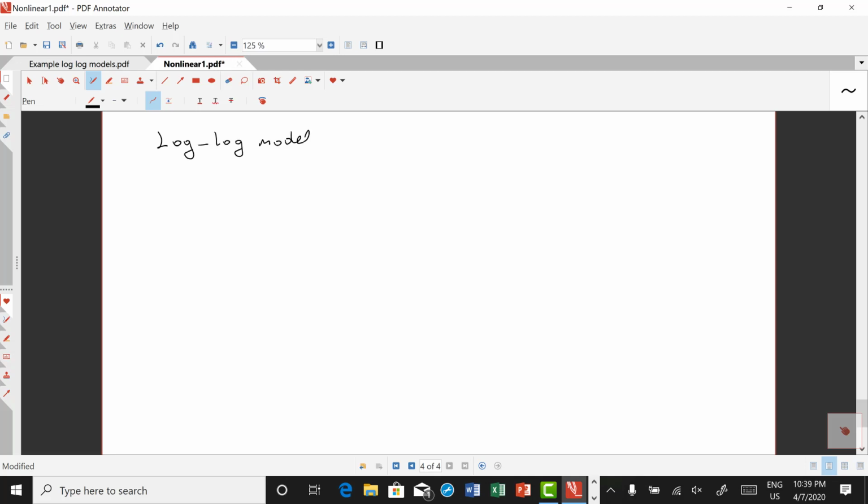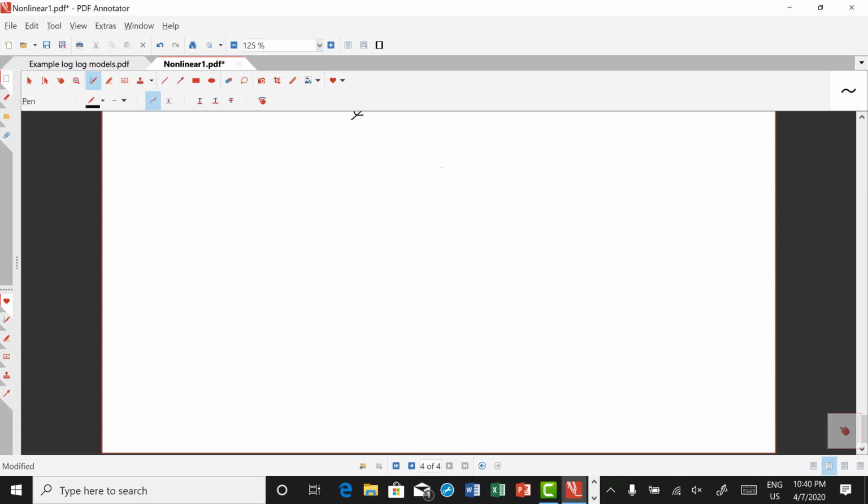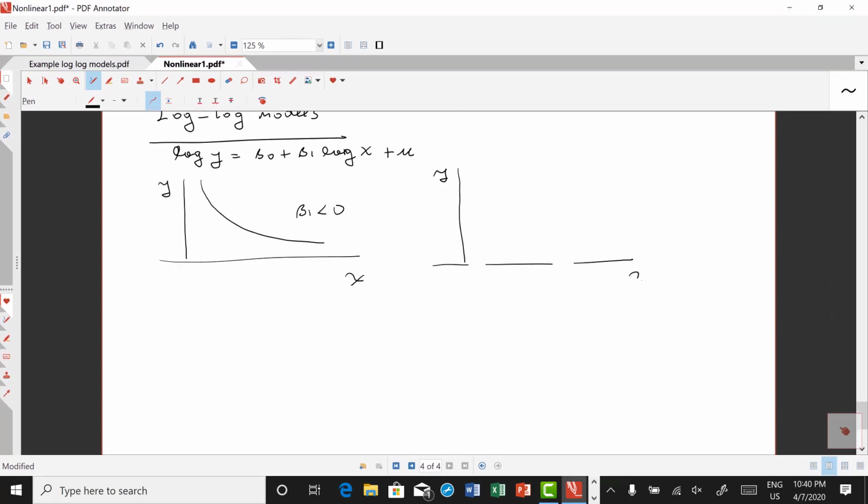So graphically, I'm going to write the equation first. This is a model where we have both the log of y and also the log of x. The types of relationships that we can estimate are as follows. We have a curve that is decreasing at an increasing rate if that beta 1 coefficient is less than 0. We could also use this model when the relationship between y and x is increasing at a decreasing rate.